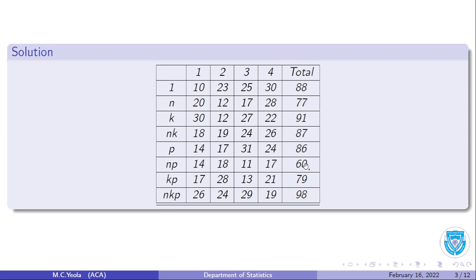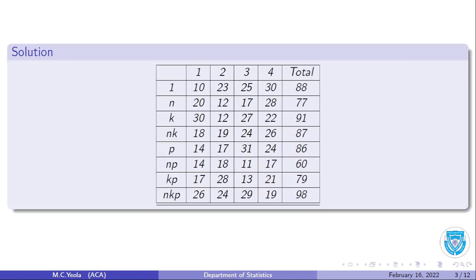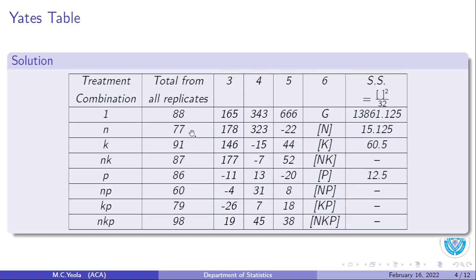Then the total we have obtained. This we have done in the previous practical also. So by using these totals, once again we write the treatment combinations by following the order here: 1, n, k, nk, p, np, kp, nkp. The totals we obtained in the previous slide, we take here, and we apply the Yates method here for getting the sum of squares.